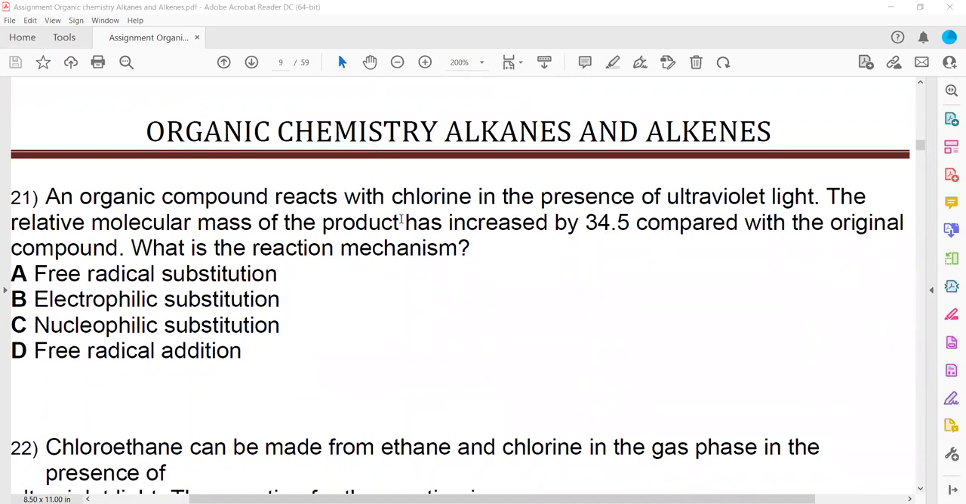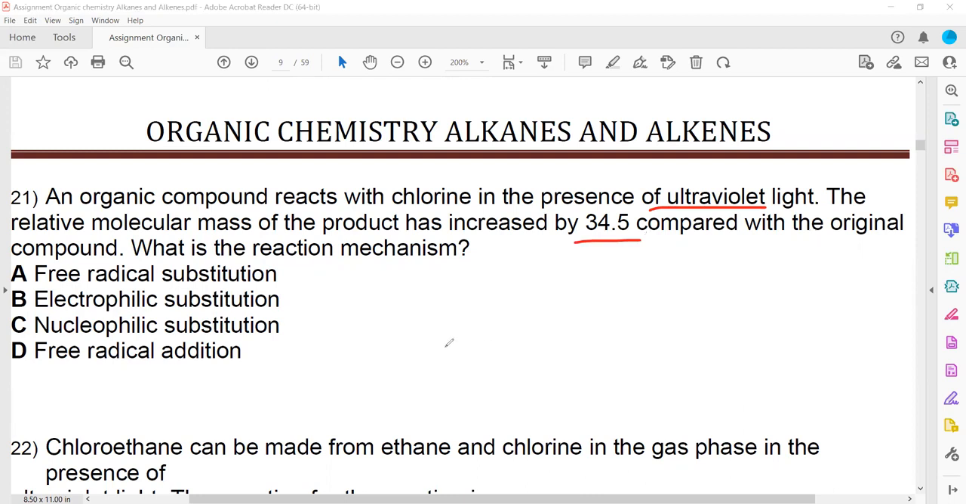An organic compound reacts with chlorine in the presence of UV. So in the presence of UV, which alkane undergoes a substitution reaction? What kind of substitution is there? Reactions of alkanes undergo free radical substitution reaction. But in the question, an organic compound reacts with chlorine in the presence of UV. The relative mass of a product has increased by 34.5 compared with the original.